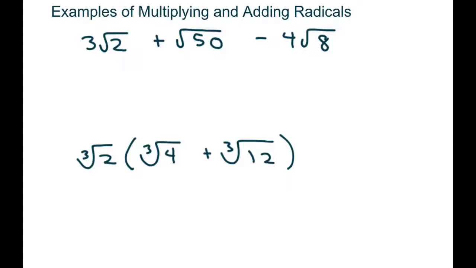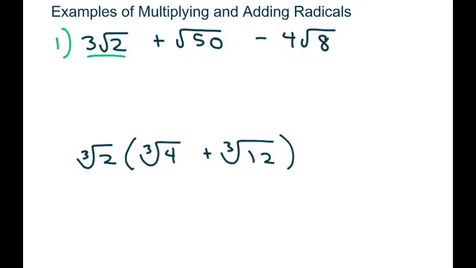A few examples on multiplying and adding radicals. So in the first one we can't add any of these because our terms are not the same. We need all these to be the same term. So what we're going to do is simplify.